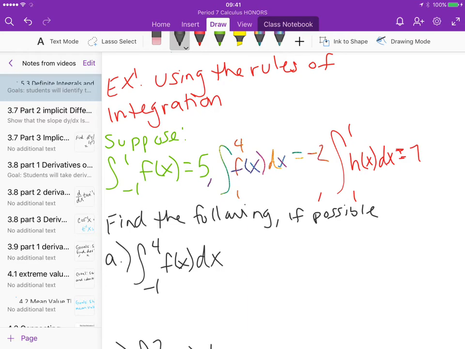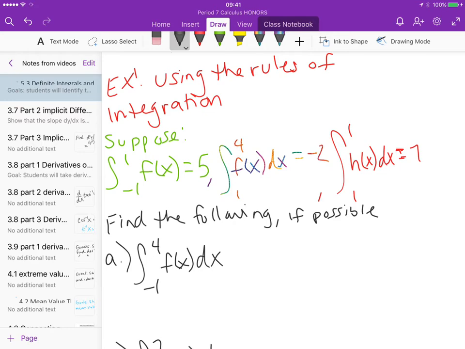You've got an integral from -1 to 1 of a function f of x equals 5. You are also told that there is an integral from 1 to 4 of f of x that equals -2. And then you are also told that there is another integral from -1 to 1 of h of x, a new function, that equals 7. Find the following if possible. So let's look at the very first one.